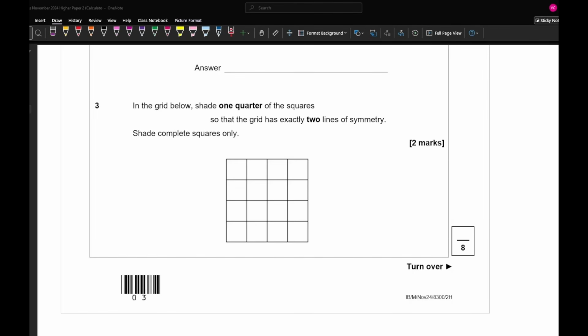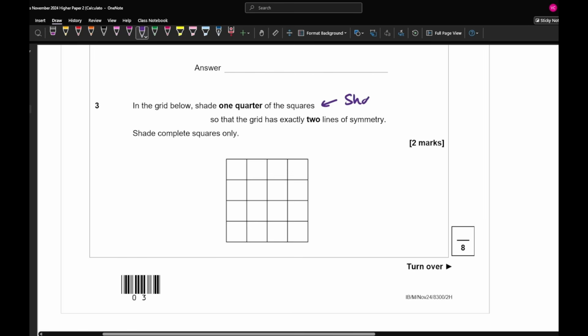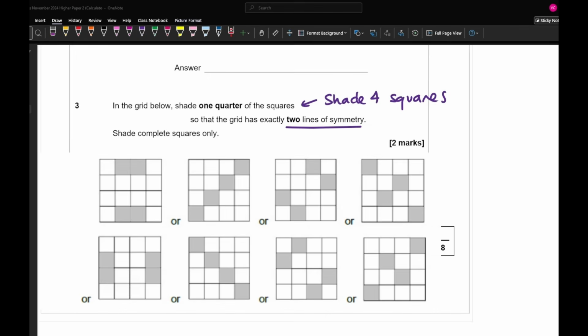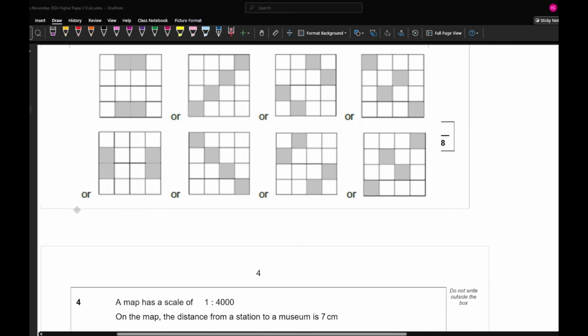Now question 3 says in the grid below shade 1/4 of the squares so that the grid has exactly 2 lines of symmetry. So for this, 1/4 of the squares means shading 4 squares, and we want it so that there's only 2 lines of symmetry. Now there's several answers you can have for this particular question, in which any of the diagrams you can see on the screen now will be acceptable for those 2 marks.